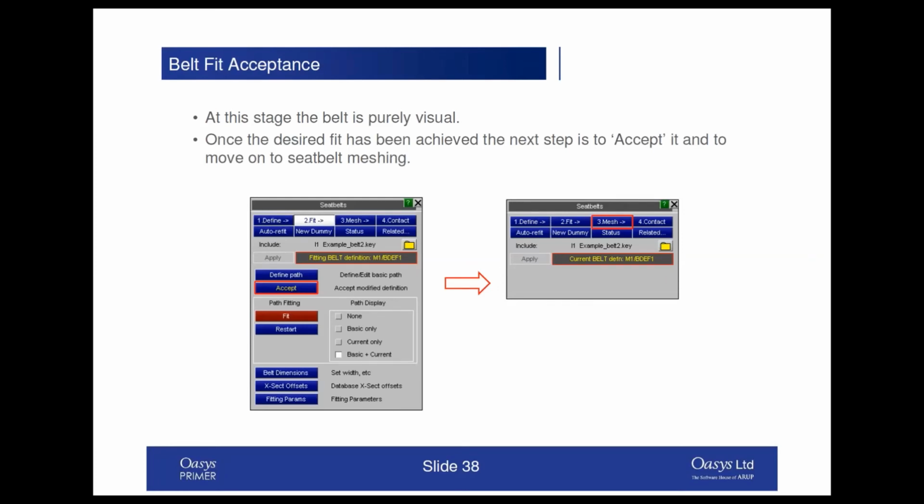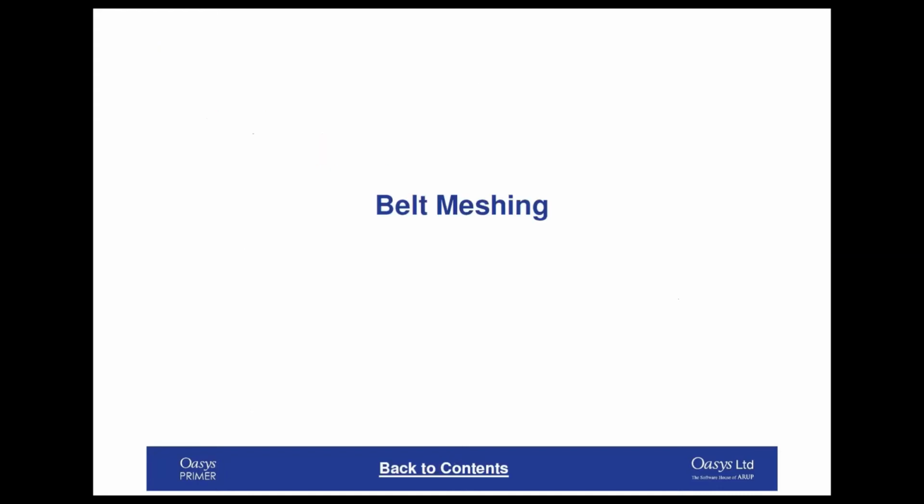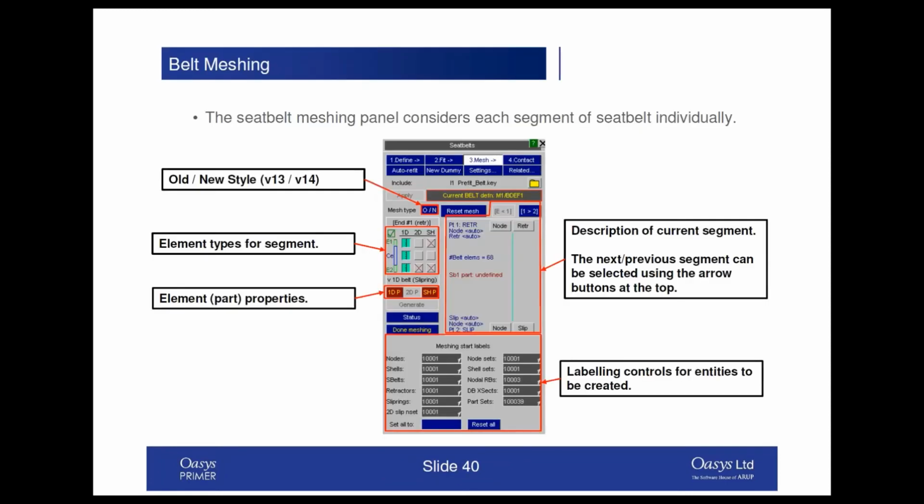So once we've fitted our belt and we've inspected it visually, we're happy that it's the path that we want. We need to mesh it, and to do that we must accept the definition. So that's what we have highlighted there, the accept button. When we do that, the fitting panel closes, and we move on to step 3, which is the mesh button. And this is taking our black and white version of the belt as drawn by Primer and turning those black and white elements into proper LS-DYNA elements, not just visual representations as they are currently.